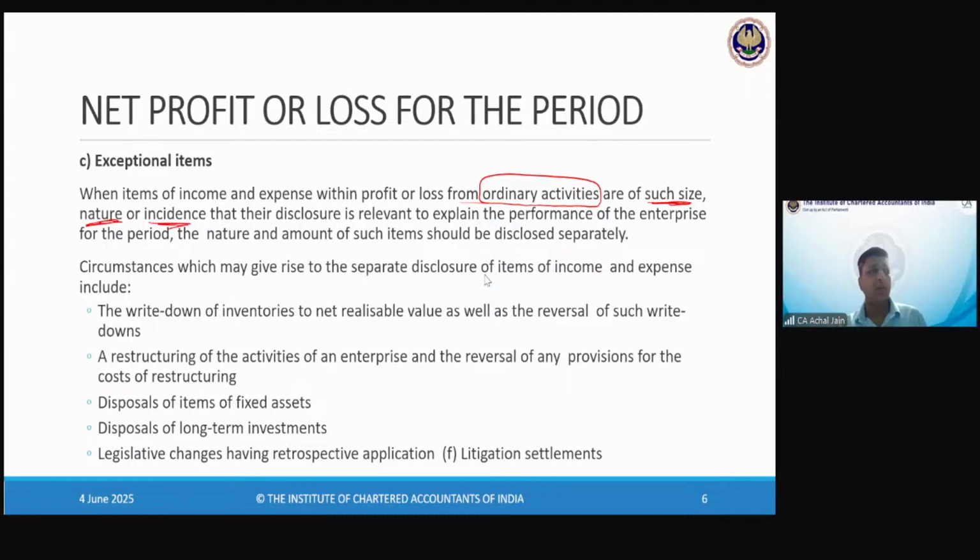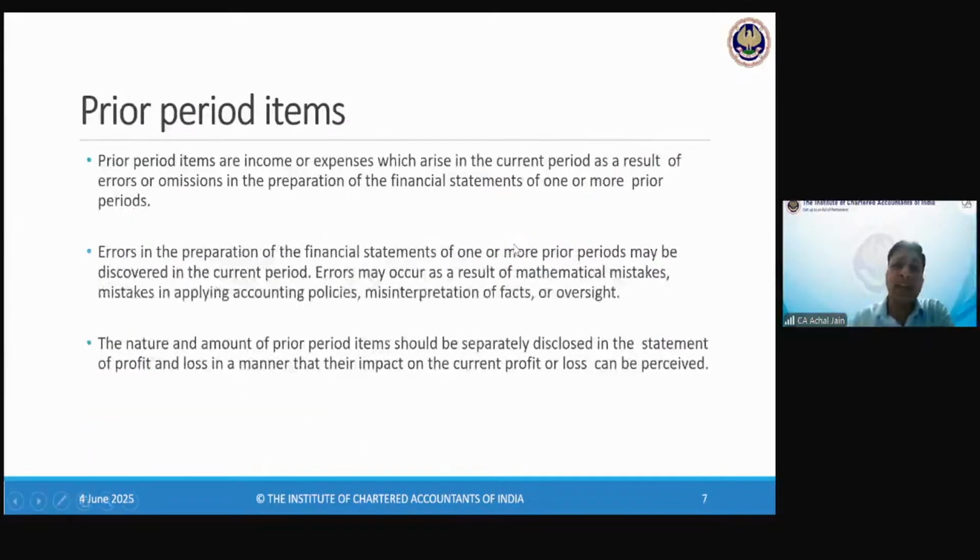Now, in relation to prior period items, what will happen? Because you have come across such an error in the current year, you'll have to record it in the current year. But this amount, or this transaction or event, belongs to the previous years. So that's why this will also have to be presented separately, and there should also be a disclosure for this. Correct? Clear?